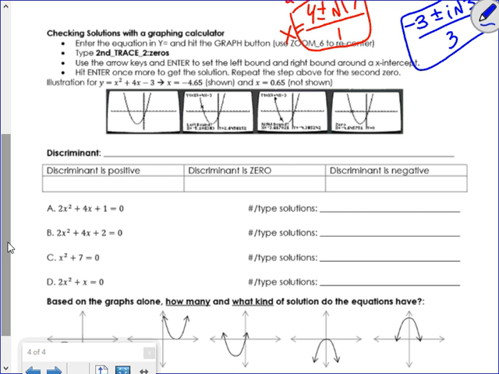So there are 2 different ways you can use technology to check your answers. Feel free to use either or none, whatever you guys would like.